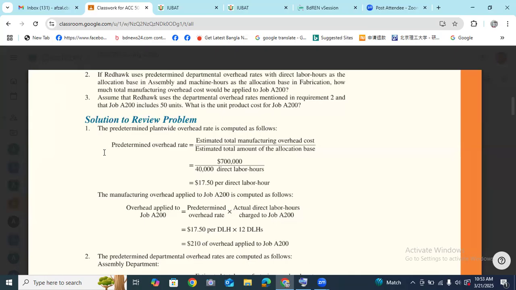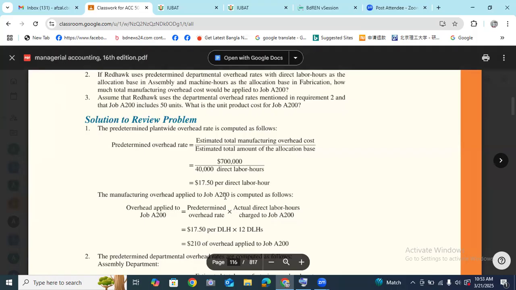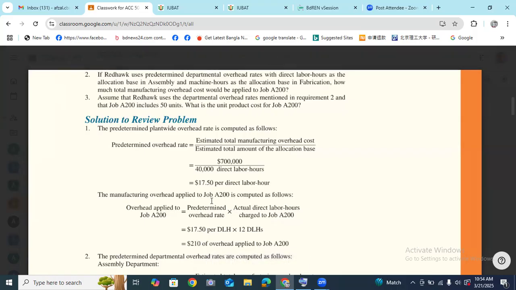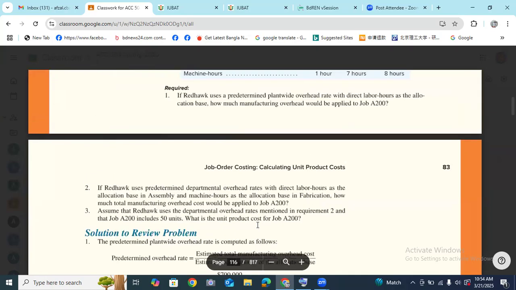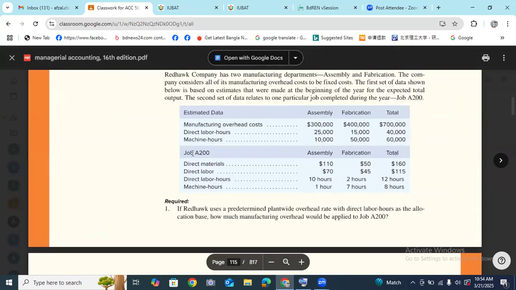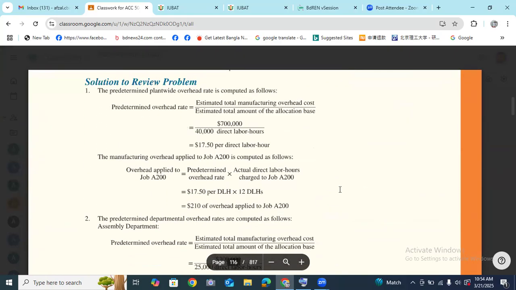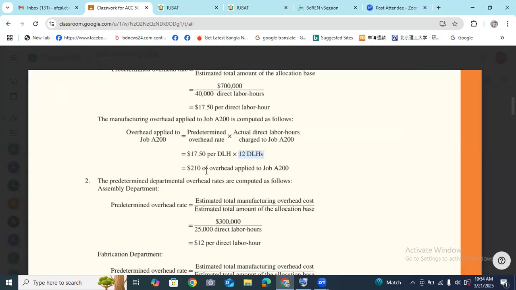Now, for A200, how many hours does it require to complete the order? 12 direct labor hours. This job A200 needs 12 hours. So, now you have to multiply this 17.50 by 12 direct labor hours. So total $210 of overhead applied for job A200.